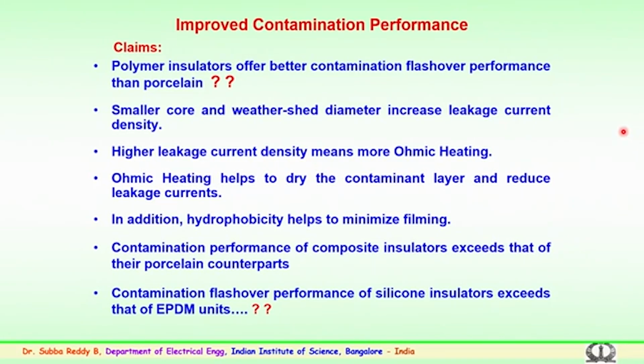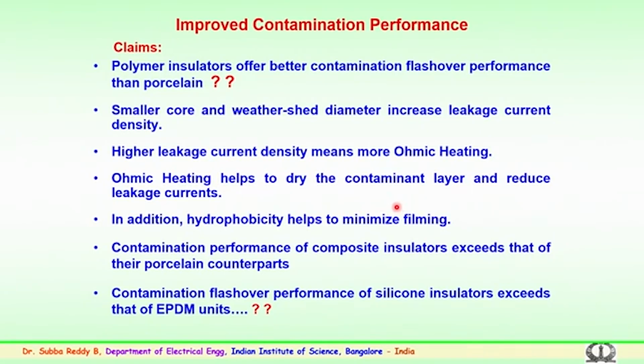The polymer insulators, or silicon rubber or composite insulators, have a smaller core, that is a fiberglass core, and weather shed diameter, with petticoats molded on the fiberglass rod. This can increase the leakage current density. So, it is an important comparison compared to the porcelain. It looks aesthetically much better than the earlier porcelain or glass type of insulators. Higher leakage current density, what we are looking at here, means more ohmic heating. Again, more ohmic heating helps to dry the contaminated layer and reduce the leakage current.